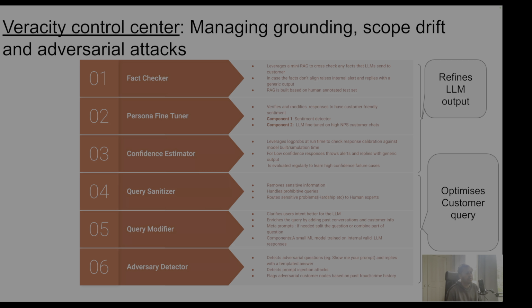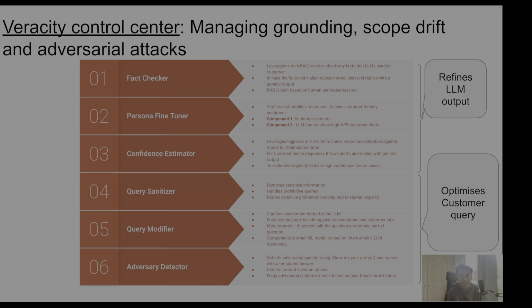Second is persona fine-tuner, which should be quite easy to build, but it essentially is a way of developing a predictive entity which can, depending upon a natural language response, check whether the persona is toxic, doesn't align with the brand, and so on and so forth. And whenever something like that happens, again, you have to go back and give a templated answer. Third is confidence estimator, which essentially checks if there is a deviation away from a normal confidence level of the large language model. And if it's there, you raise an alert.